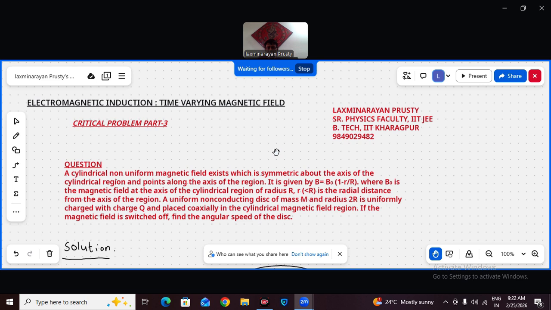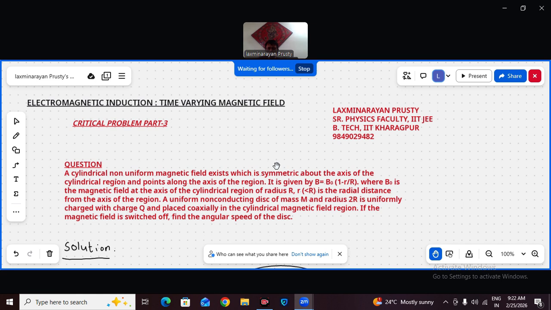In the last lecture I discussed some critical problems where the magnetic field, which is uniform in a cylindrical region, gets switched off. During the switching off period, that is, decreasing from B to 0, it is a time varying field, whatever the switching off time may be, maybe microseconds or something.